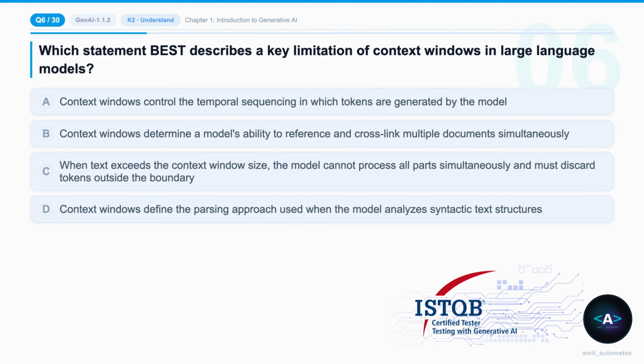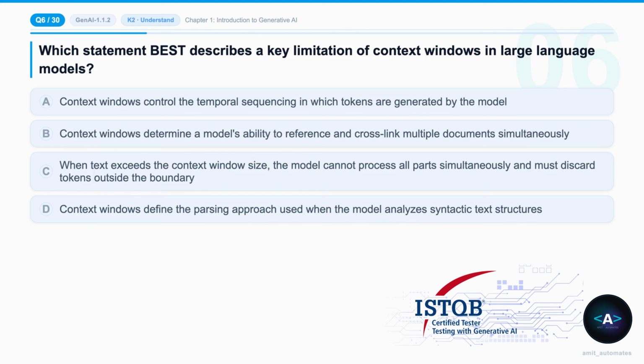Question 6. Learning Objective GenAI 1.1.2. Difficulty level K2. Which statement best describes a key limitation of context windows in large language models? Your options are A. Context windows control the temporal sequencing in which tokens are generated by the model. B. Context windows determine a model's ability to reference and cross-link multiple documents simultaneously.